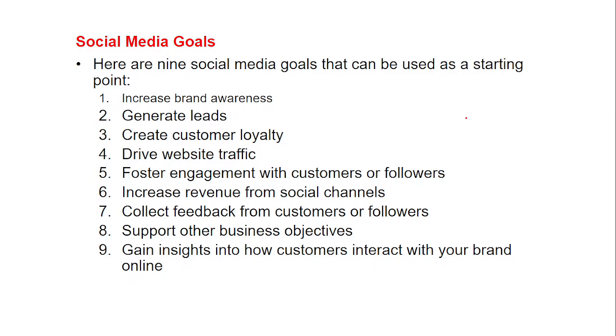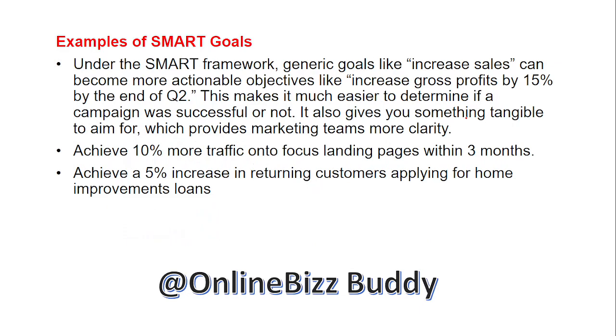Now let me just give you an example of a SMART goal so that you know how to craft yours. Under the SMART framework, generic goals like increase sales can become more actionable objectives, like increase gross profit by 15% by the end of Q2. So you can see they are achievable, they are time bound, and they are very specific. So this makes it much easier to determine if a campaign was successful or not. It also gives you something tangible to aim for, which provides marketing teams more clarity.